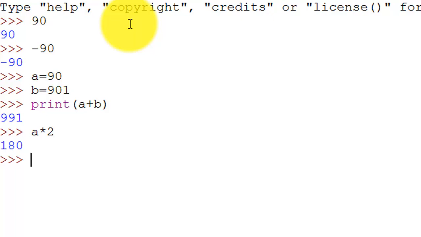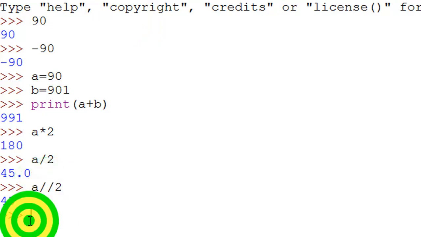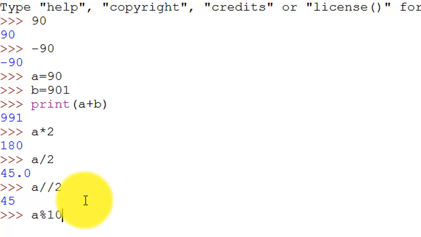If I say a divided by 2, then we will be getting 45.0. If I say a double slash 2, we are getting 45, an integer division. You can see double slash is our integer division. Similarly, if I want to calculate the remainder with 10, you can see I will be getting 0. Why? Because if I divide 90 by 10, I get 0 remainder. We can perform arithmetic calculation on numeric values. So this is how we can write simple numbers.